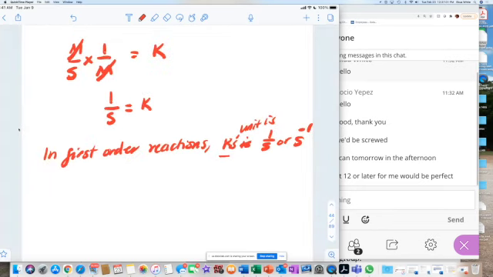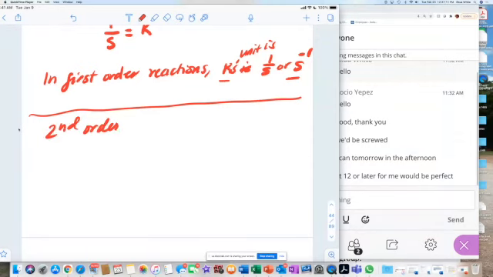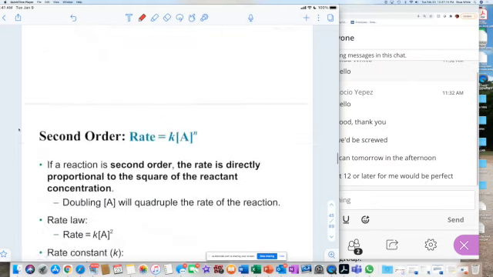So this is K for the first order. When we get to the other part that we're discussing tomorrow, you see how the K unit is the same. So finally, second order reaction. I think that's right here.